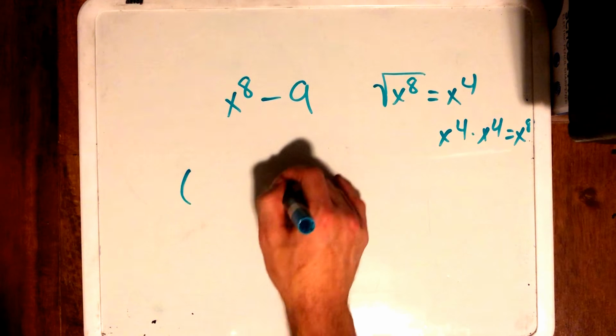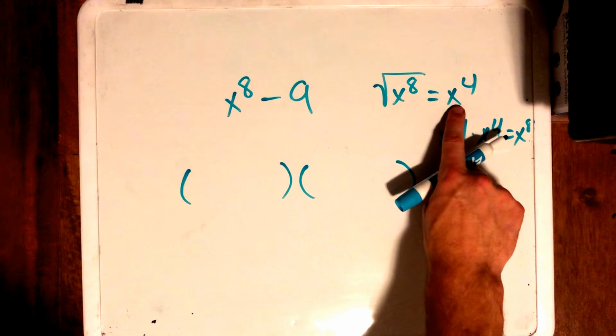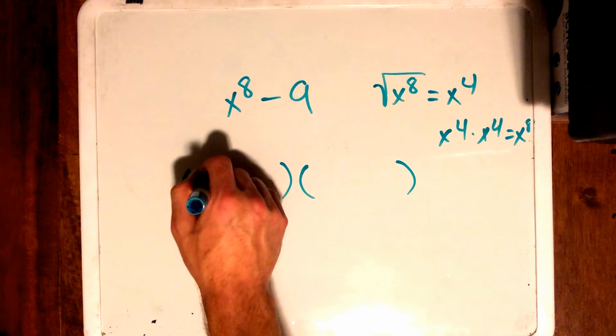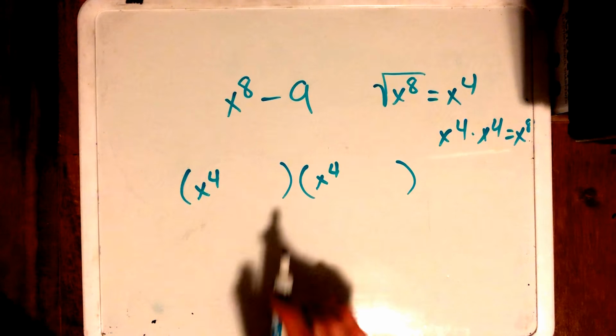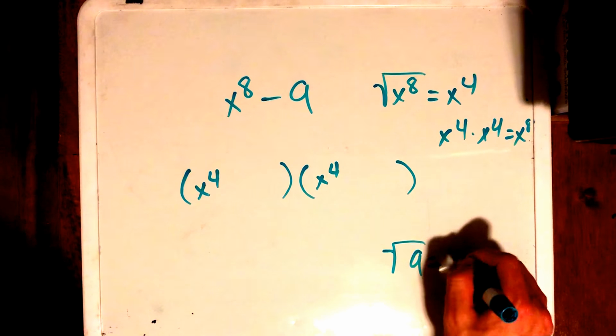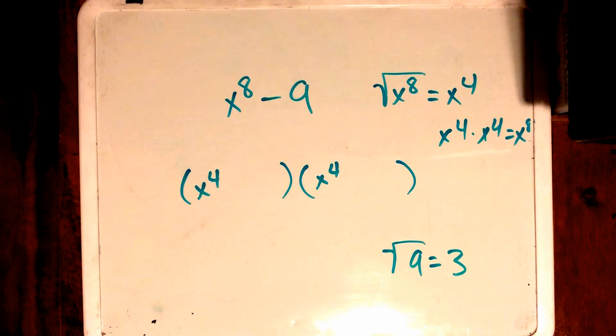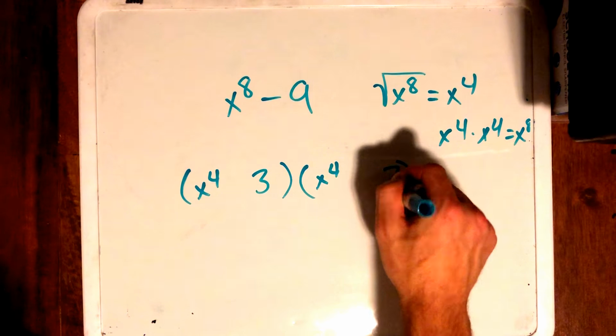So when I do our parentheses, we know that we're going to get 2 binomials here. We know that the square root of our first term is the first term in both of our binomials. So now we look at our second term. We take the square root of our second term. The square root of 9 is 3. If you don't believe me, plug it in your calculator. So that's the second term in both of our binomials.